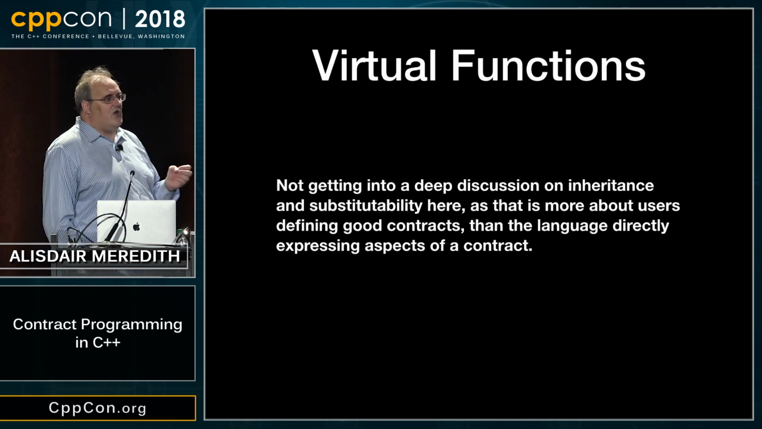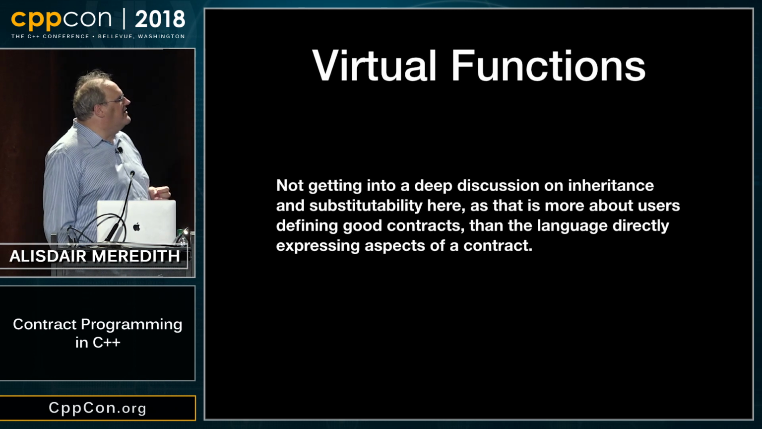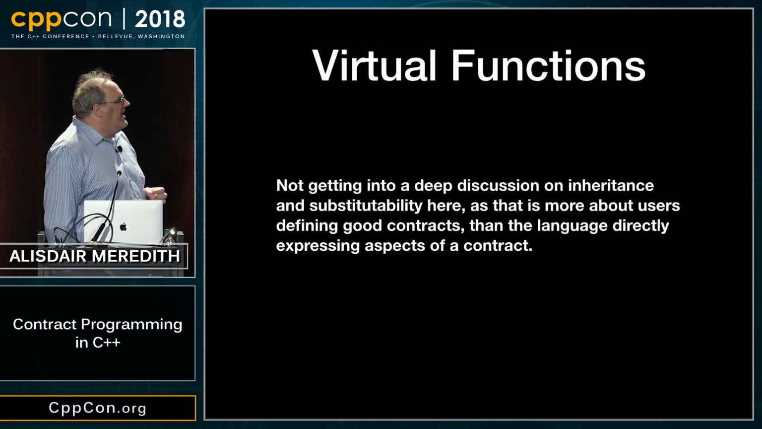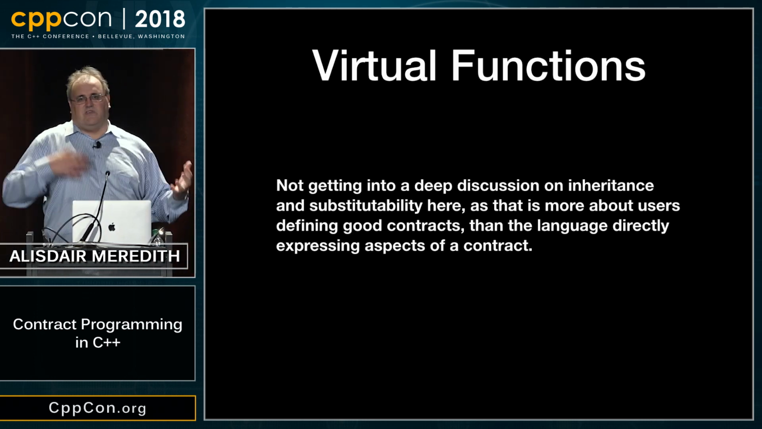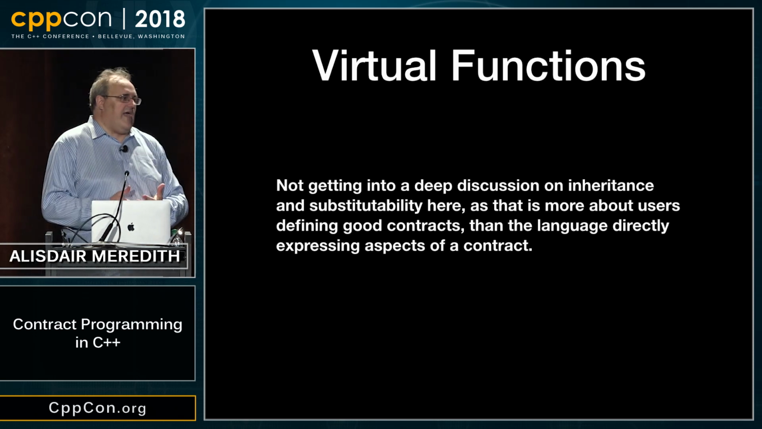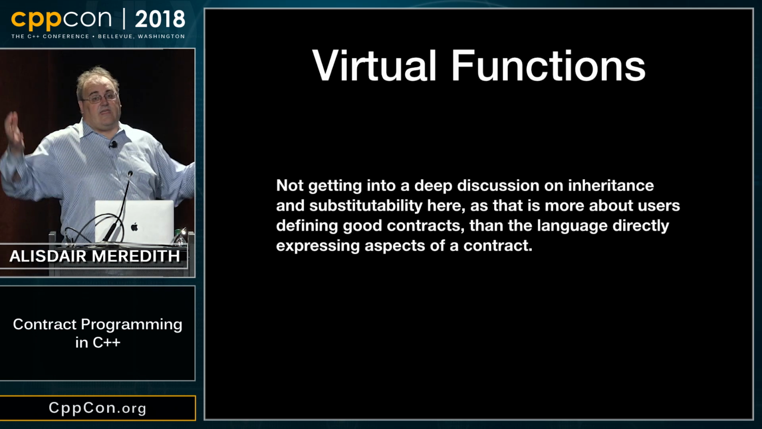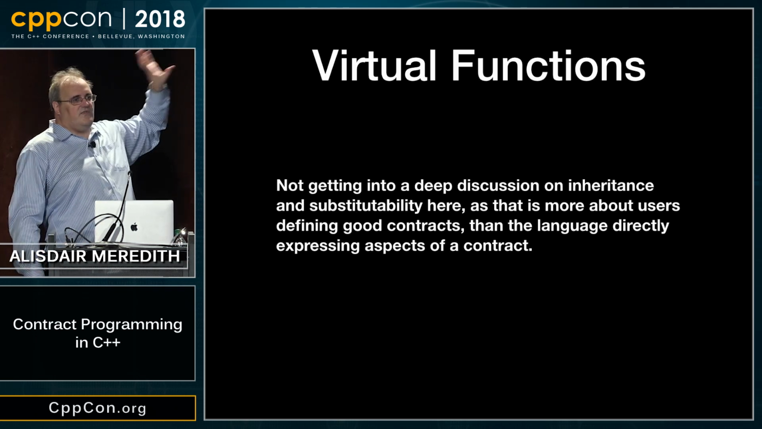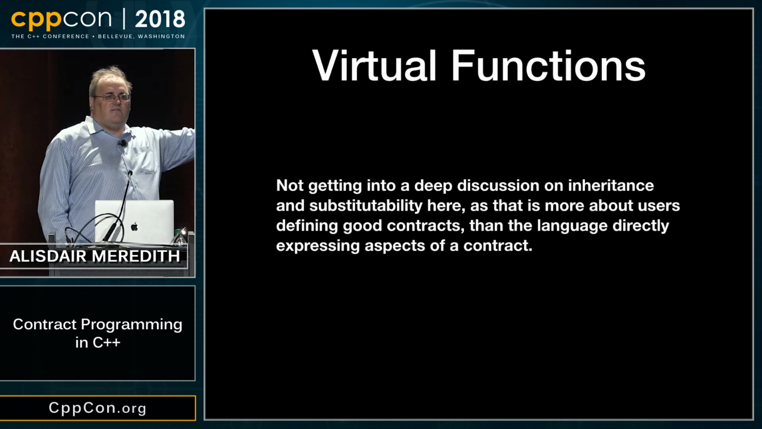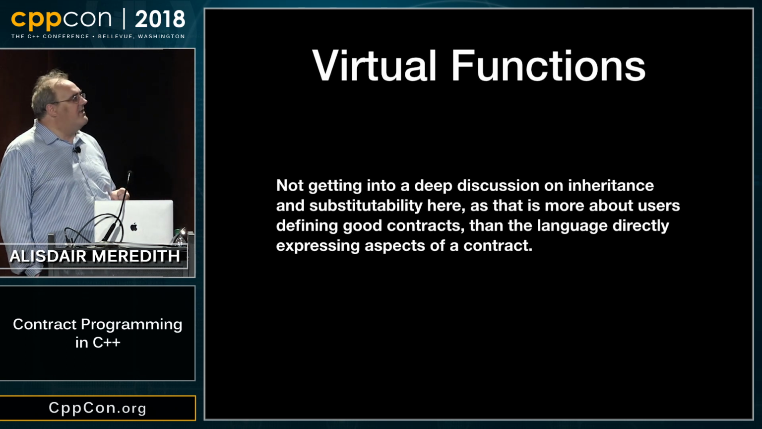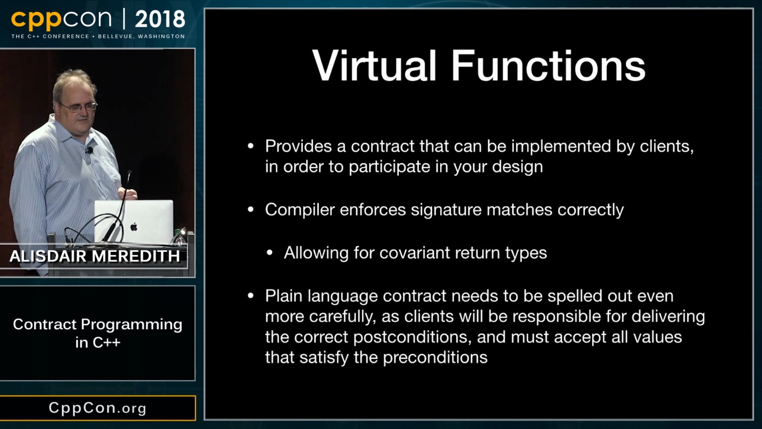Another key contract support in C++98 is the notion of virtual functions. Now, I don't want to get deep into the notion of Liskov substitution, how to use substitutability correctly. There's an awful lot of design discussion at this point. And it's exactly that, it's design discussion. Whereas I'm trying to focus on this being a mechanical tool that just allows us to express certain kinds of customization within a language. So, what do virtual functions give us?